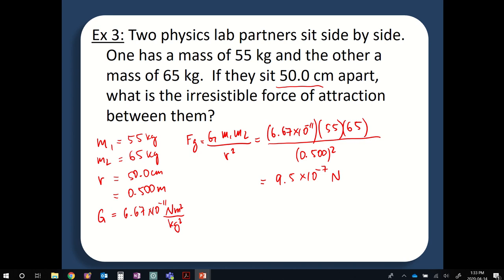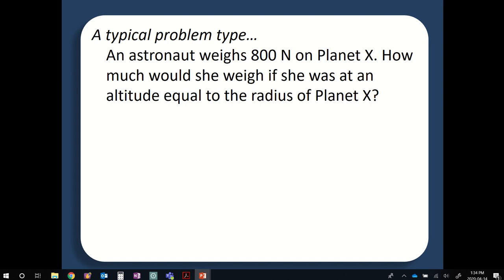All right, so the last two questions are not necessarily just plugging in numbers. The last two questions that I have here are more about logical thinking and really knowing your algebra. So here's a typical problem that you might encounter. The question says, an astronaut weighs 800 newtons on planet X. How much would she weigh if she was at an altitude equal to the radius of planet X? Notice we don't have any values for planet X. No radius, no masses. All we know is that on the surface of it, the person weighs 800 newtons. That's all we do know.